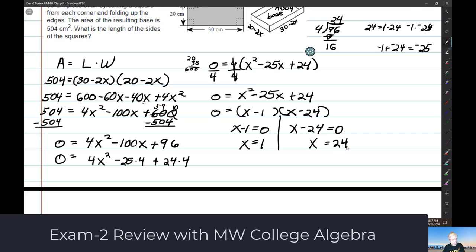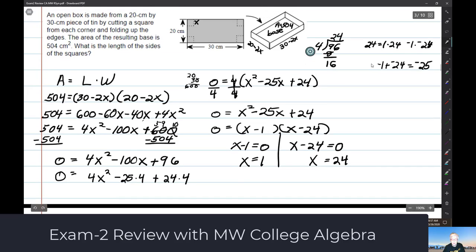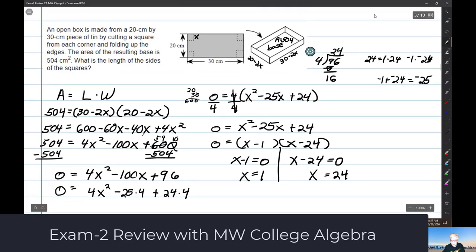And now, all I have to do is see which one makes sense. X equals 24 does not make sense. Can you imagine the side of the square being 24? That would be longer than the whole width. No, you can't do that. This makes no sense given the context of the problem. But x equals 1 makes perfect sense. That's going to be our answer. X equals 1. The side of the square is 1 centimeter. What is the length of the sides of the squares? 1 centimeter.